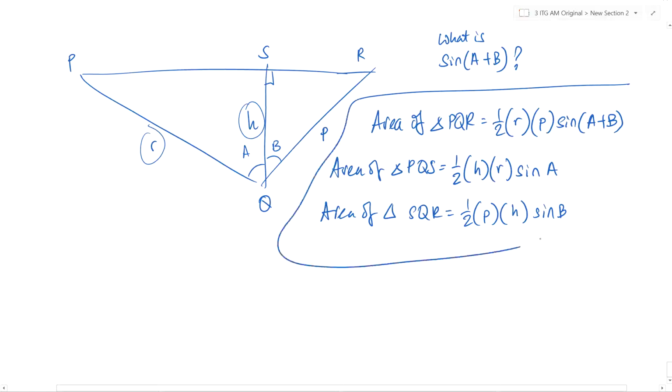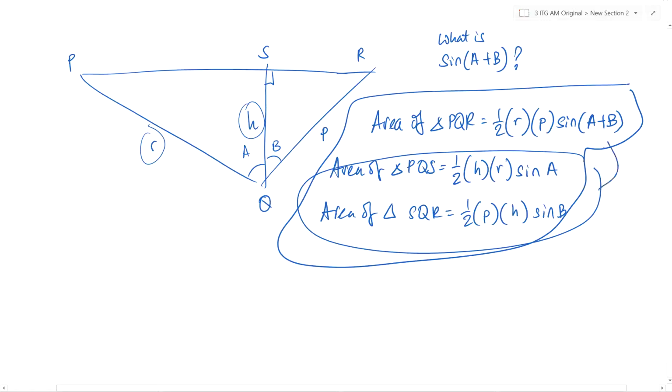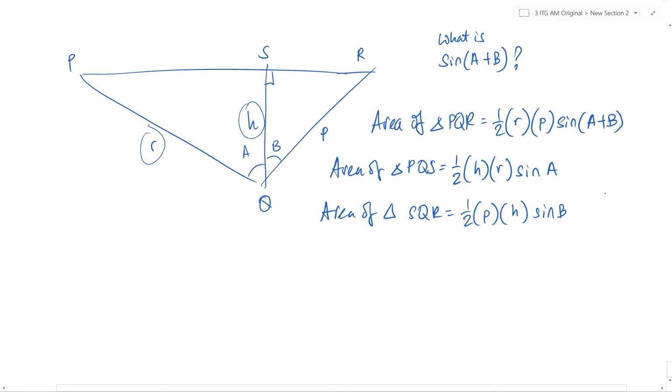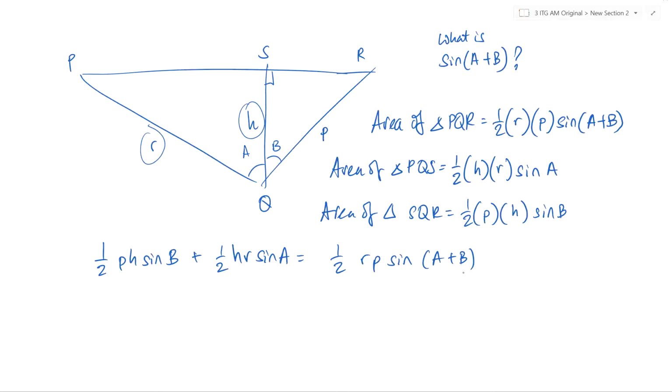What is the relationship between these three expressions? Area of PQS and SQR add up to the area of the big one. It's an addition, right? So the bottom two add together must give me the third one, right? Because area is fixed in this case. Let's write them out. Half PH sine B plus half HR sine A is half RP sine A plus B. Okay, what can we do first? What's the first thing we can do? Times 2, okay, let's remove all the halves.